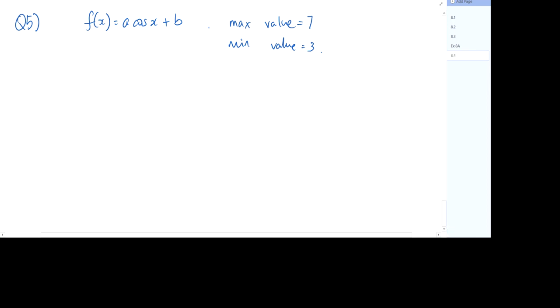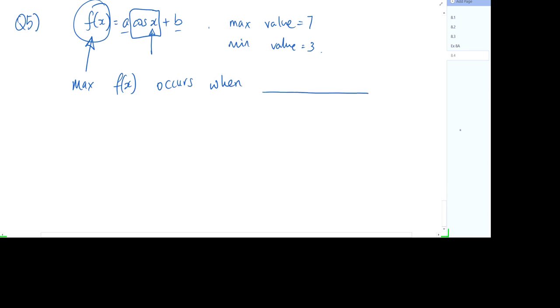So, since I cannot change a, I cannot change b, and f(x) depends on x, the value of x is going to affect my value of cosine x. For different x, I get different values of cosine x. So if I want the maximum f(x), it occurs when, fill in the blank, is blank.